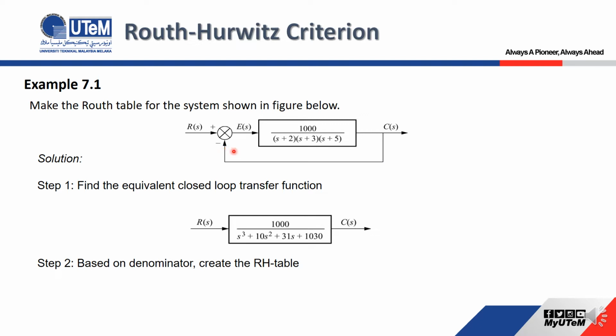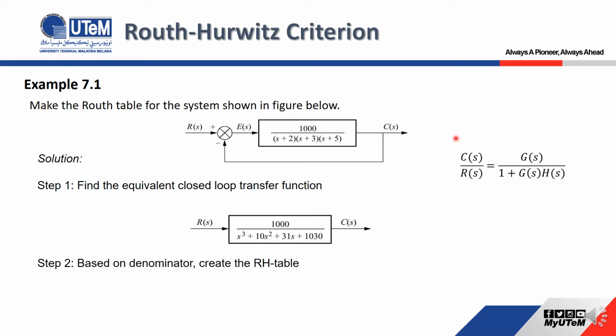In order to apply this Routh-Hurwitz criterion, first we have to simplify this block diagram until we get only a single block. To do so, we can use this formula, which is the formula for a closed loop system, where we put this G(s) into this equation and divide by 1 plus G(s).